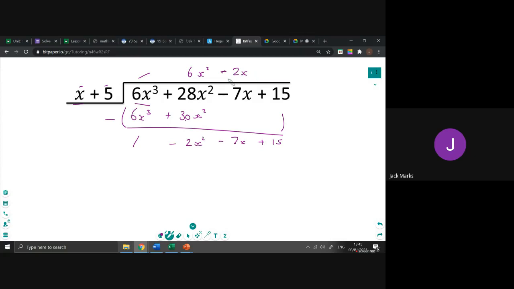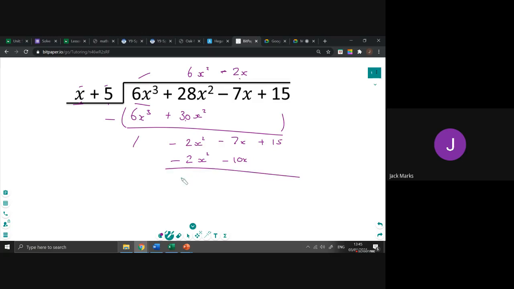So when I have this over here, I multiply by these parts. If you're starting to feel this is a bit repetitive now, that's good. It means you understand what you're doing. So minus 2x multiplied by x, minus 2x squared, and minus 2x multiplied by 5. So that'll be minus 10x. Again, should get the same terms here.